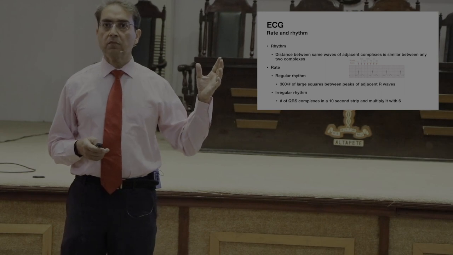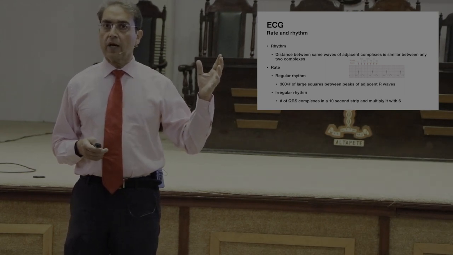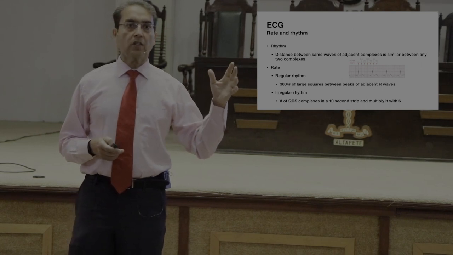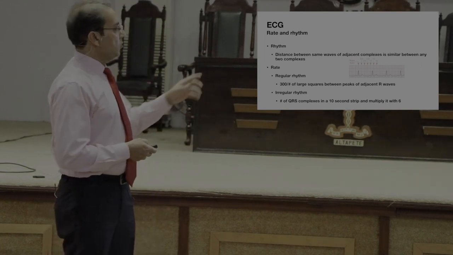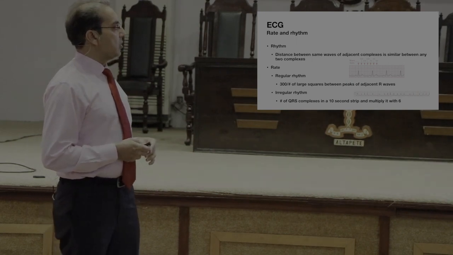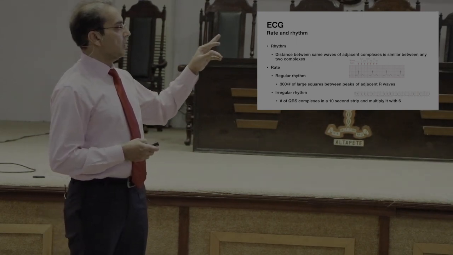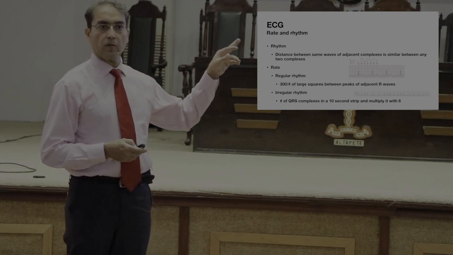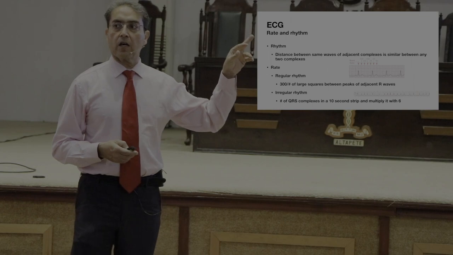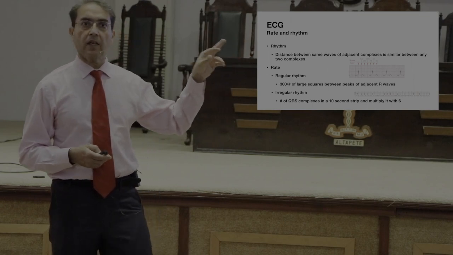It will become 180 in 60 seconds, one minute. So this is how we calculate. You take a 10 centimeter strip, count the number of QRS complexes, and multiply these complexes with 6. You will get the heart rate when the rhythm is irregular.